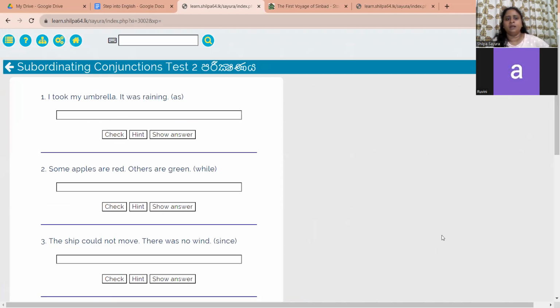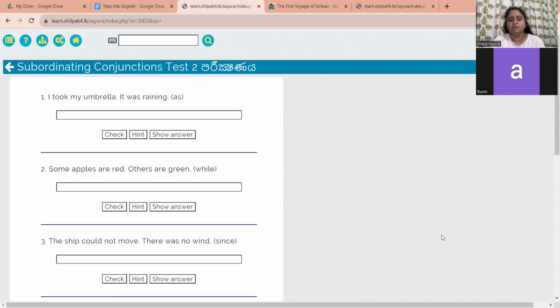I took my umbrella. It was raining. Right? Okay. So can you complete the sentence putting a subordinate conjunction, a sensible, meaningful sentence? The subordinate conjunction is already given. So using that, you have to make your own sentence. So what is this sentence? I took my umbrella. Yes.